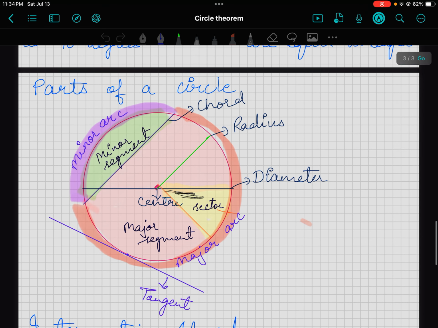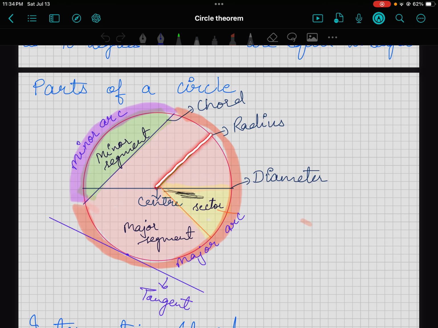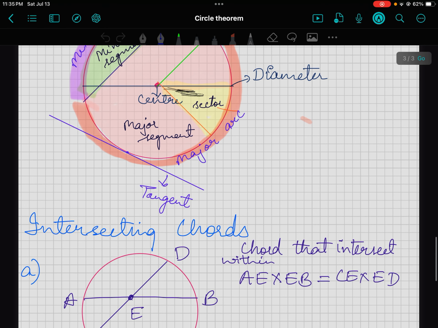Now, parts of a circle you should know while solving the circle theorems. If you draw a chord, it will always divide the circle into two parts. The smaller part is called the minor segment and the bigger part is called the major segment. This is the center of the circle. Center to the circumference gives you the radius of the circle. The biggest chord, passing through the center, is called the diameter of the circle. The small arc is called the minor arc. The bigger arc is called the major arc. And if a line touches the circle at a point, then that line is called a tangent to the circle.